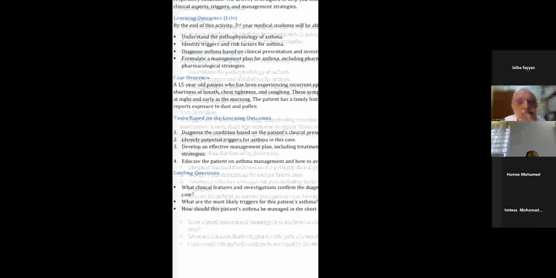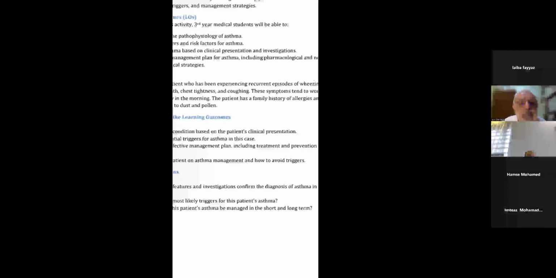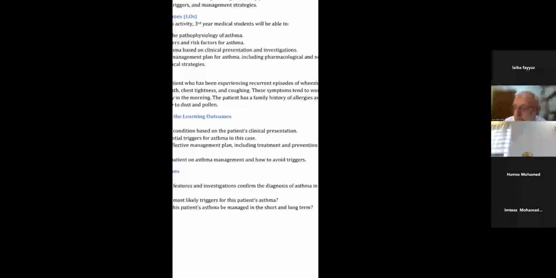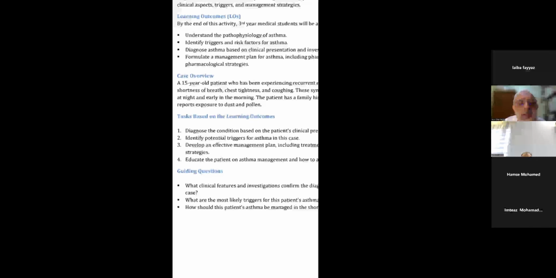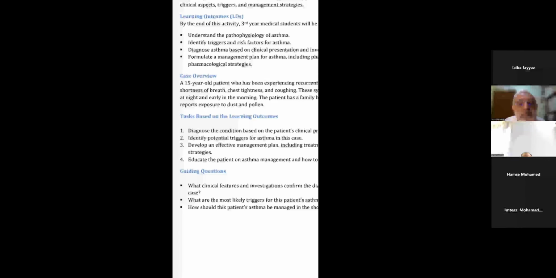So the task is based on the learning outcomes. These are the important questions, for example, to diagnose the condition based on the patient's clinical presentation. In most hospital settings, asthma is a clinical diagnosis, and unless it is the first presentation or the patient is very young, we don't need any extra measures. Number 2 is to identify potential triggers for asthma in this case, develop an effective management plan, including treatment and prevention strategies, and also educate the patient on asthma management and how to avoid triggers.